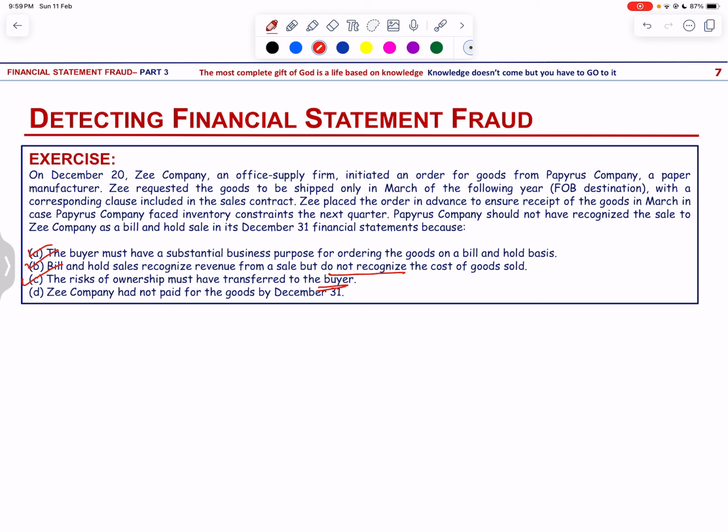We move on to number D. So C is the correct answer as of now among A, B and C. Let us see D. Z Company had not paid for the goods by December 31. So this is also incorrect because sales recognition does not hinge on whether the goods have been paid for or not. So option C is the most suitable response as it reflects the correct understanding of the scenario.